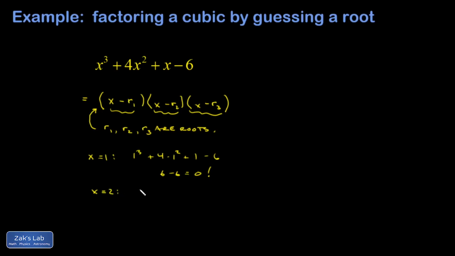If I plugged in 2, that would give me 2 cubed is 8, plus 4 times 2 squared, which is 16, plus another 2 minus 6. No, there's no way that's going to be equal to 0. What if I tried -2? -2 cubed is -8. 4 times -2 squared is positive 16. Minus 2 minus 6. So -2 and -6 is -8. If I combine that with this, I get -16 plus 16. That's 0 also.